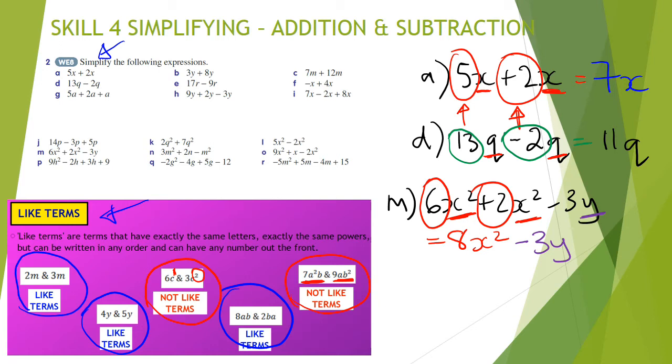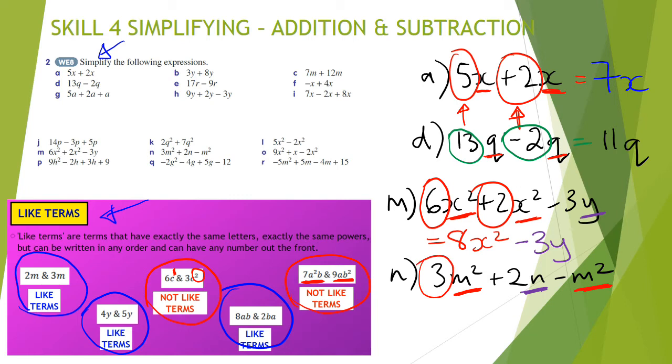Another example is N. We've got 3m squared plus 2n, take away m squared. We look for like terms. Here I've got m squared and another m squared. And in the middle we've got a different pronumeral or a different letter, that's the letter N. So first we'll group up our m squareds. We've got 3 and we've got negative m.